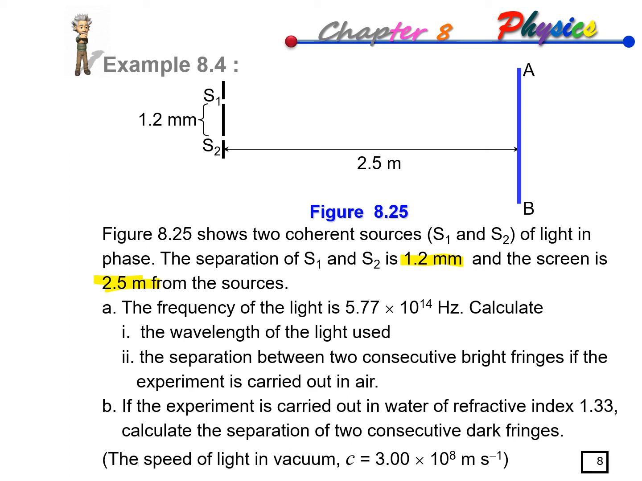The frequency is given. They want us to calculate, first, the wavelength of the light used, and second, the separation between two consecutive bright fringes, if the experiment is carried out in air, and then in part B, in a medium with refractive index 1.33. The constant speed of light in vacuum is also given.